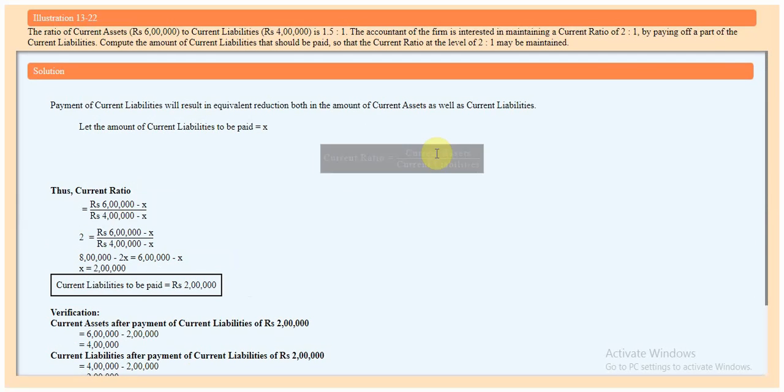I hope you all understood the problems. In the next video, we will see about the next category of ratios.